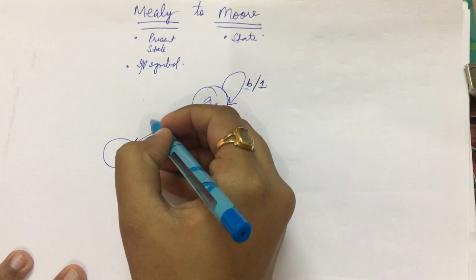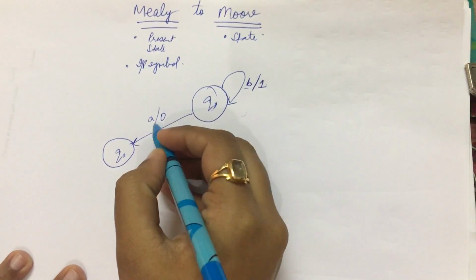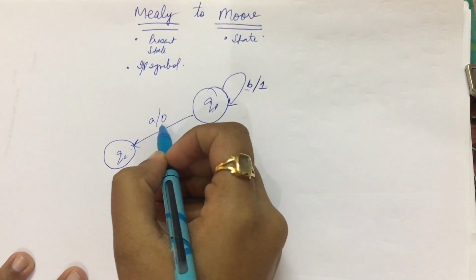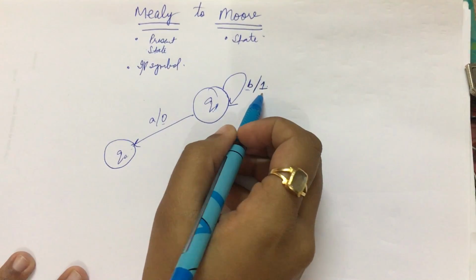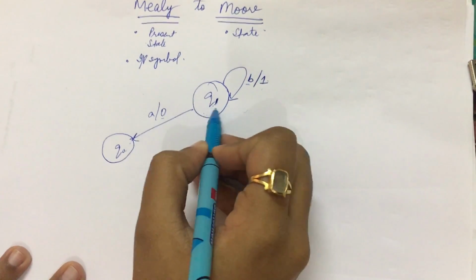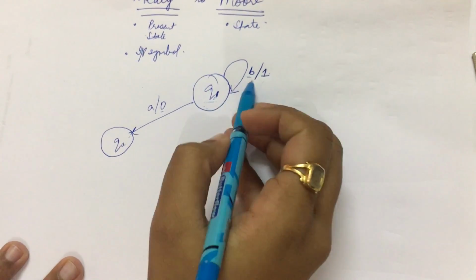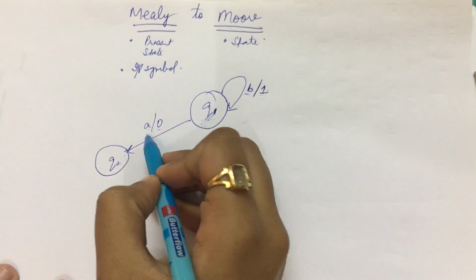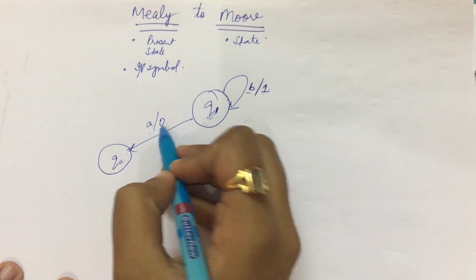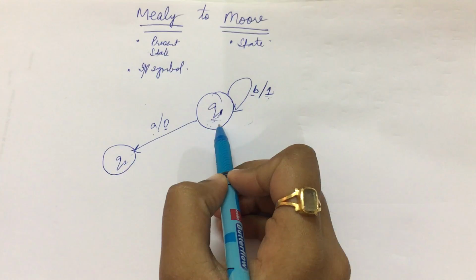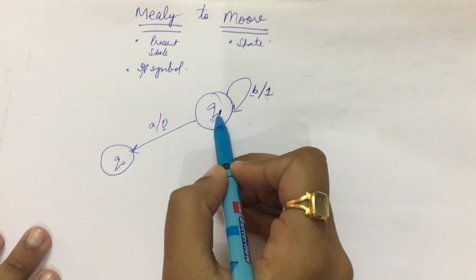Q0, A comma 0. In Mealy and Moore machines, every state or every transition has some output associated with it. Now if I see Q1, when Q1 has input symbol B, it is giving me a different output, that is 1. When Q1 has input symbol A, it is giving me a different output, that is 0. That is, I have two different outputs for a single state, so this is a Mealy machine.